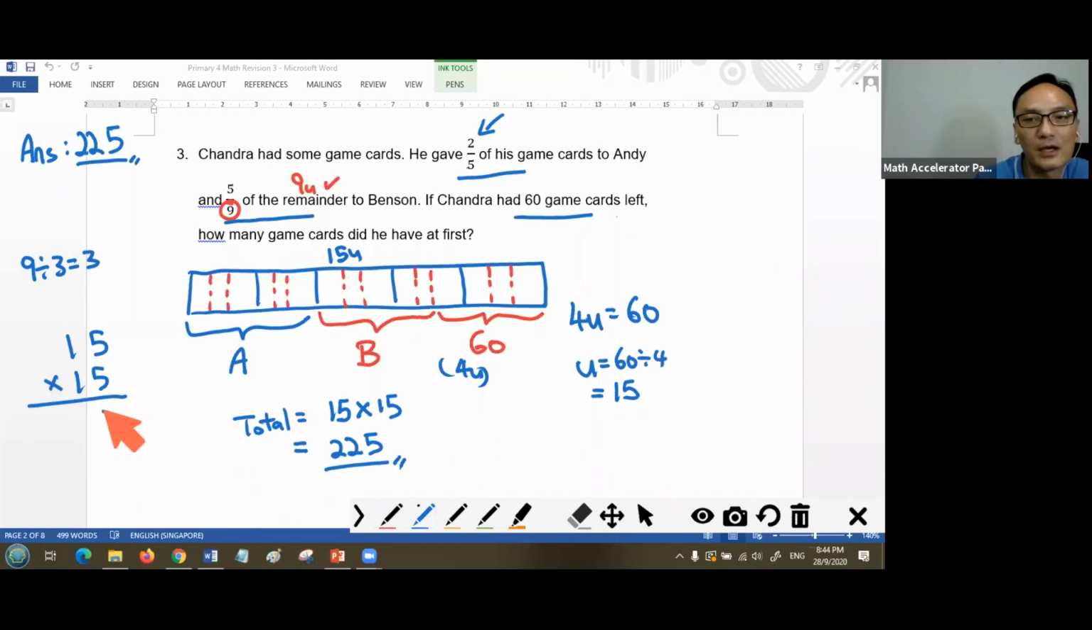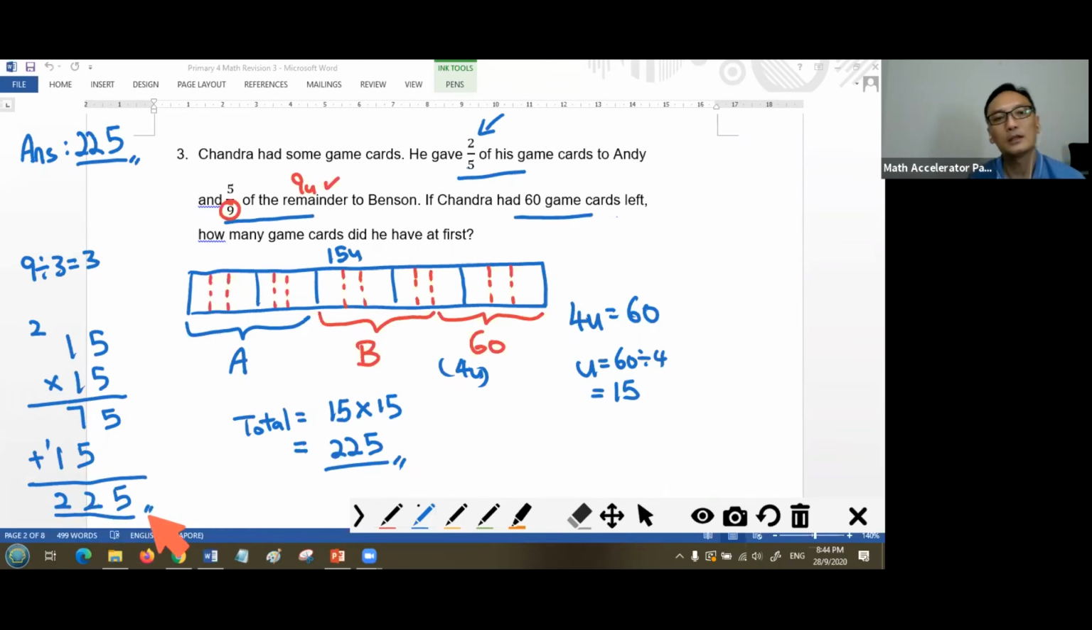So 5 times 5 is 25. 1 times 5 is 5. 5 plus 2 is 7. So here, the next set is 5 times 1 is 5. 1 times 1 is 1. You add together, you get 5. 7 plus 5 is 12. Carry 1, so it is 1 plus 1 is 2. 225. Okay, great. So 225 is our answer.